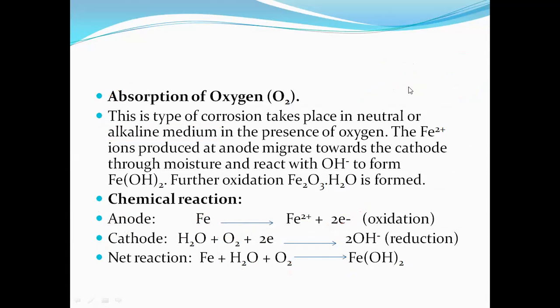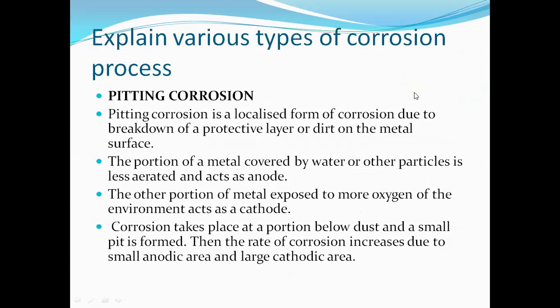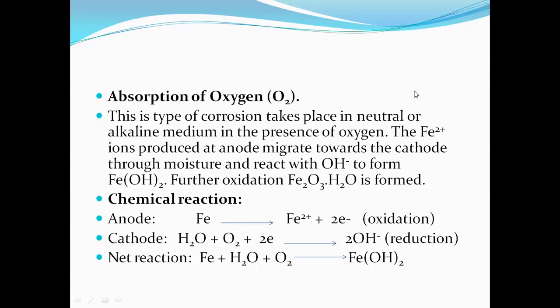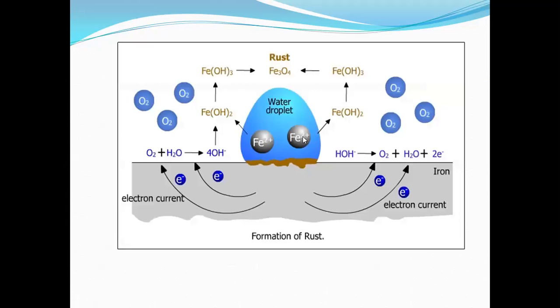Ferrous oxide, ferric oxide ki difference undandi. Fe(OH)2 ante ferrous oxide, Fe(OH)3 ante ferric oxide. Let me see the diagram here. Simple. Input diagram chudandi. Now I'm taking this iron metal surface. Iron metal surface acts as anode. Iron metal surface is known to be anode.